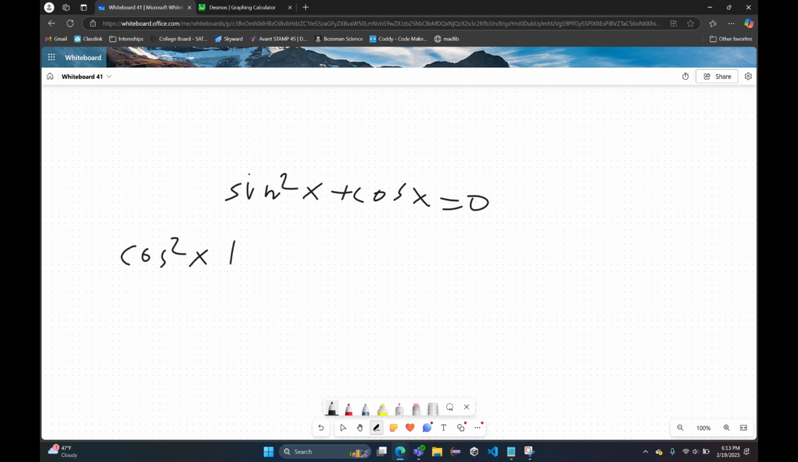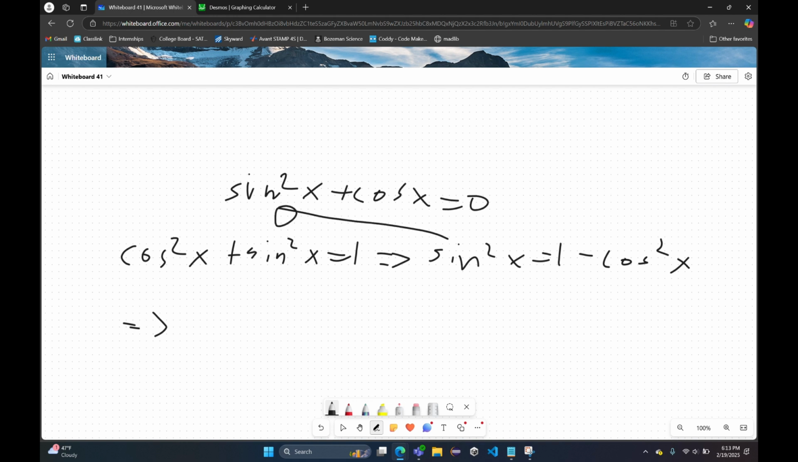I'll just rewrite the problem down here. We have sine squared of x plus cosine of x equals 0. Use your Pythagorean identity: cosine squared of x plus sine squared of x equals 1, which implies that sine squared of x equals 1 minus cosine squared of x. So this implies, just substitute that in here, and we get 1 minus cosine squared of x plus cosine of x equals 0.